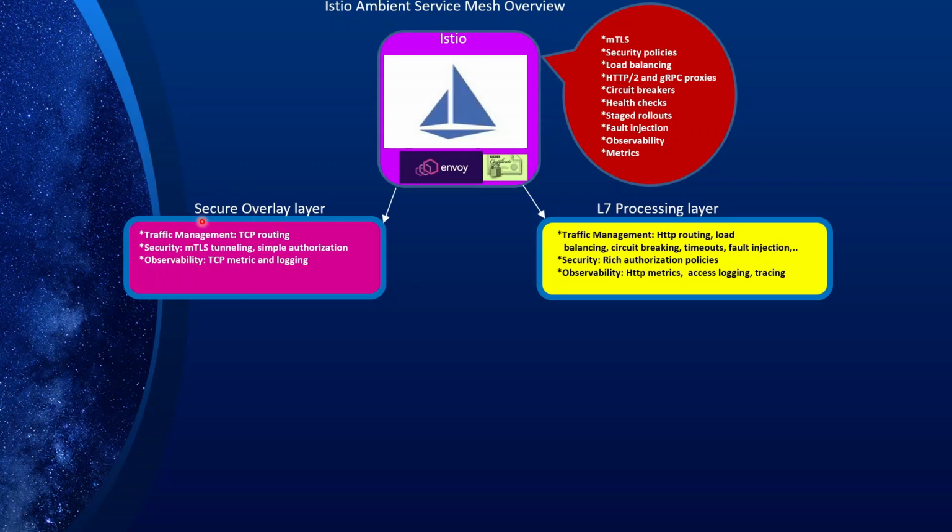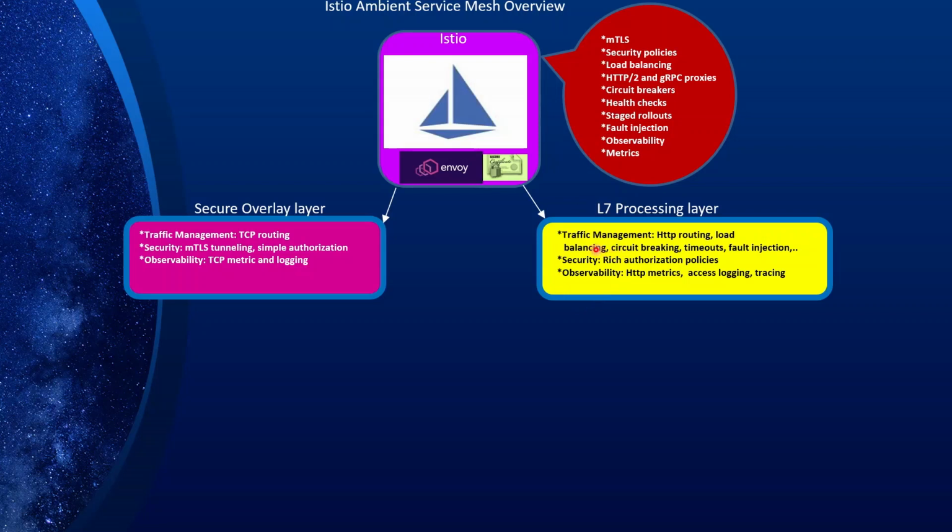Those are traffic management at the TCP level, so you get TCP routing. For security, we get MTLS tunneling and simple authorization. And for observability, we get TCP metrics and logging. So if you don't really need any L7 processing and you're happy with this, then you can use this without incurring the overhead of L7 processing. In the situation that you also need L7 processing, you can then opt in.